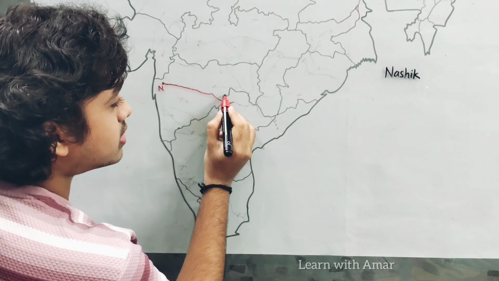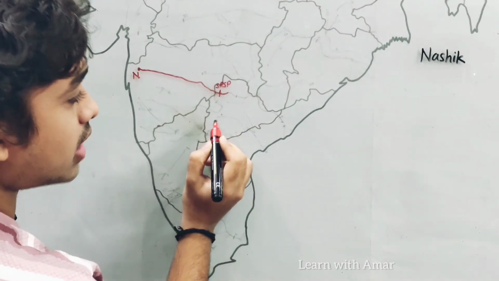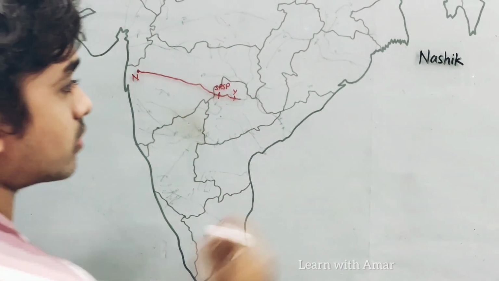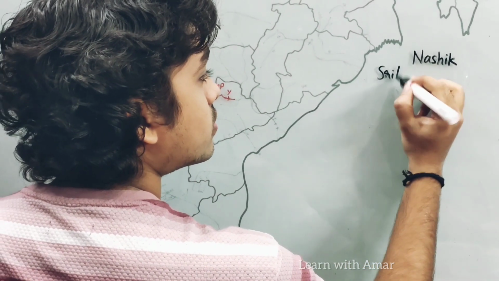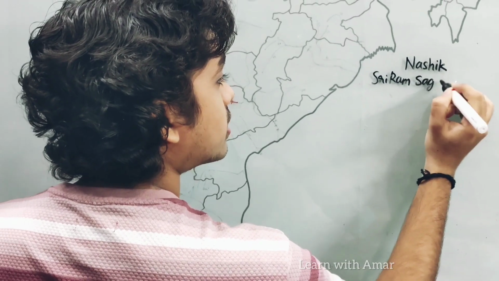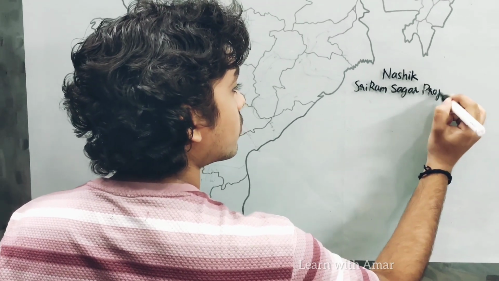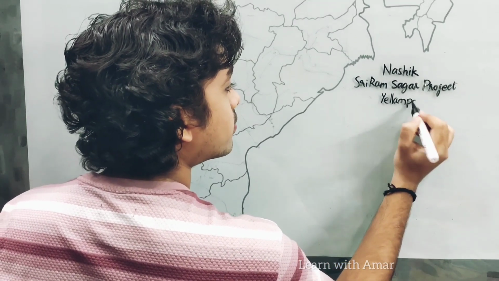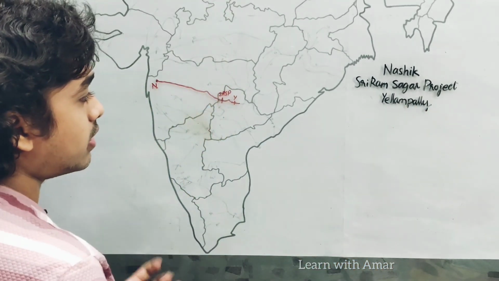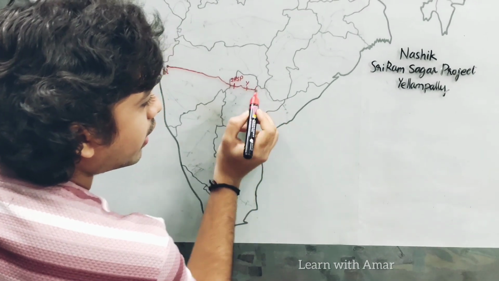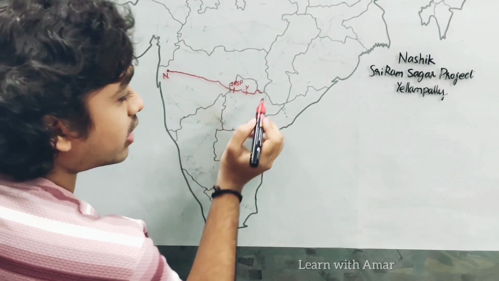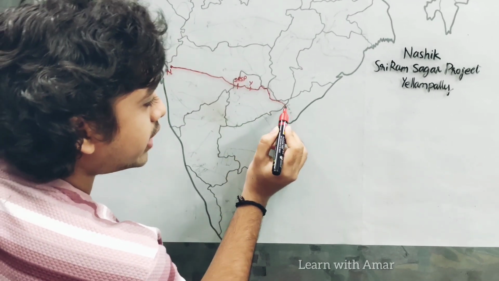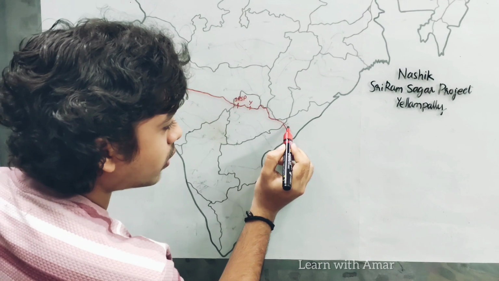The first one is SRSP, Sriram Sagar project, and we find another one here. This is Yellampalli project. Then it acts as a border between Maharashtra and Telangana for some time and then enters into Telangana again, then into Andhra Pradesh, and we find a couple more projects here.